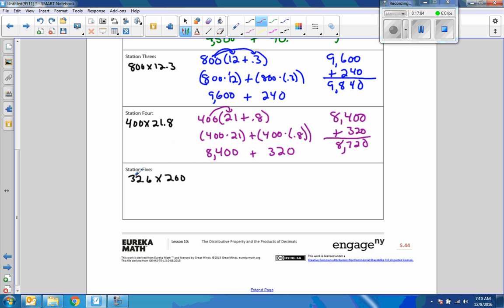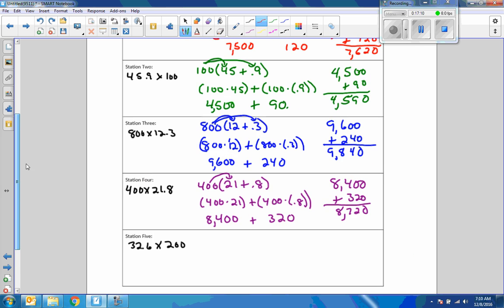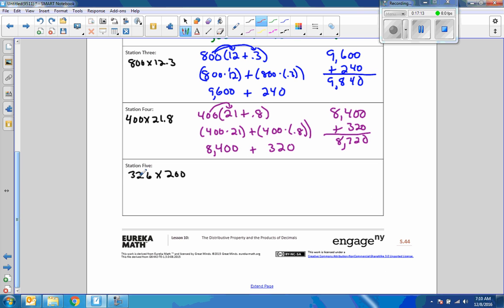station 5. Okay, this one, the decimal's first. I think there was one up above that was as well, yes. Okay. So I didn't really mention that now. So this one here, remember, you can rewrite this as 200 times 32.6. That's the commutative property. Order doesn't matter. And now we're taking that 200 and we're distributing it to 32 plus 0.6. And then distribute, and you get 200 times 32 plus 200 times 0.6.